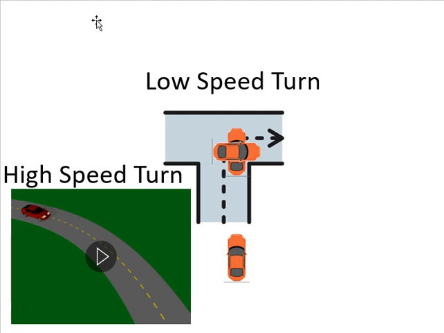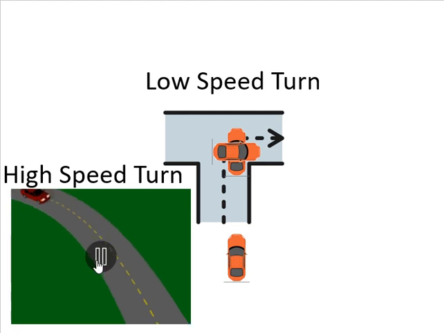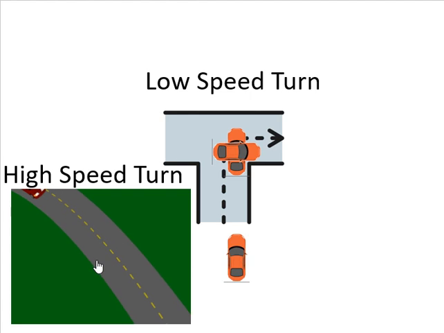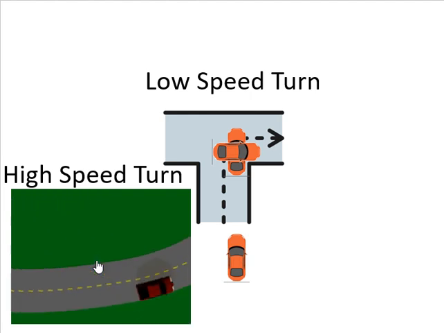Now you can see here the case of a low speed turn and a high speed turn. Where does a low speed turn happen? At an intersection, because at the intersection you are supposed to slow down, and in most cases you will stop and then make the turn. So it's a low speed turn. The high speed turn happens on a curve.